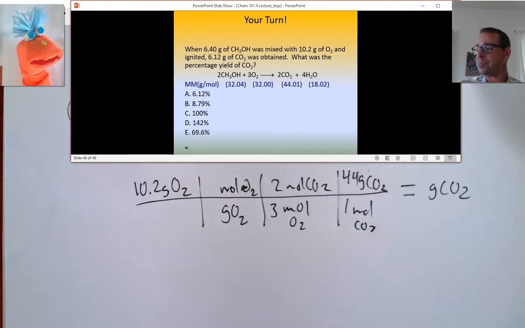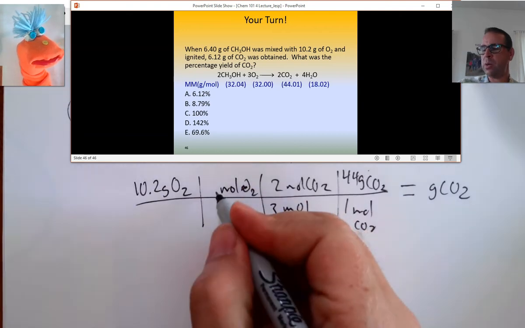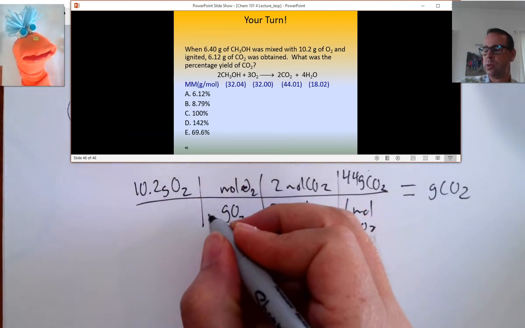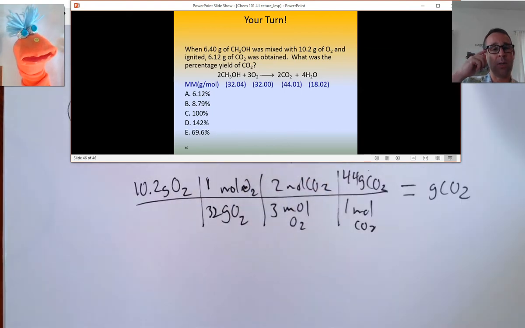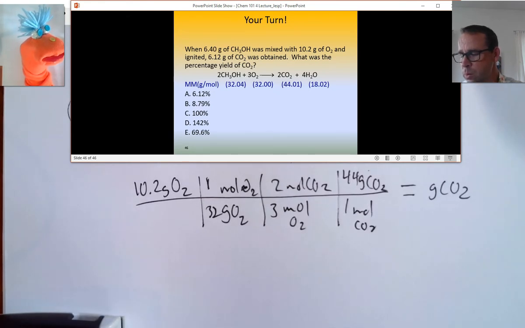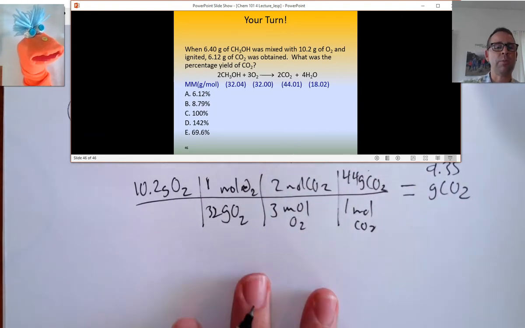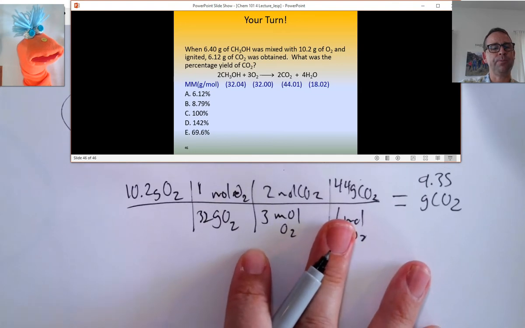So, 10.2 divided by, how many grams per mole here? Oh, that's 32. 32 grams per mole for oxygen gas. And they gave that to us on the slide there as well. So 10.2 divided by our 32 times 2 divided by 3 times 44. Oh no, what'd I do? 9.35 grams of carbon dioxide. Hopefully you folks got that at home too.